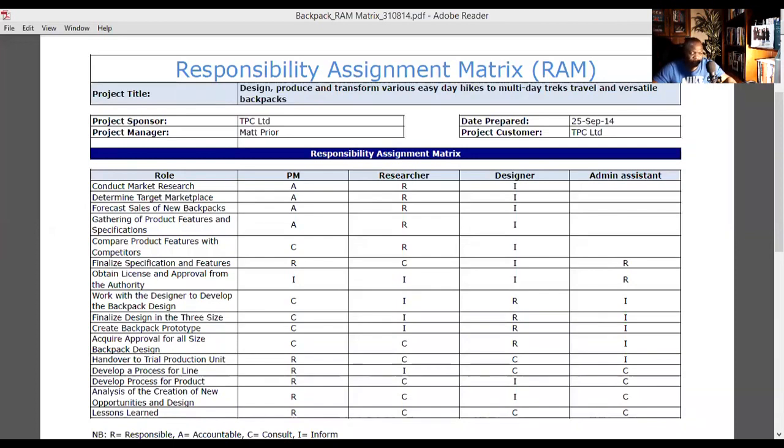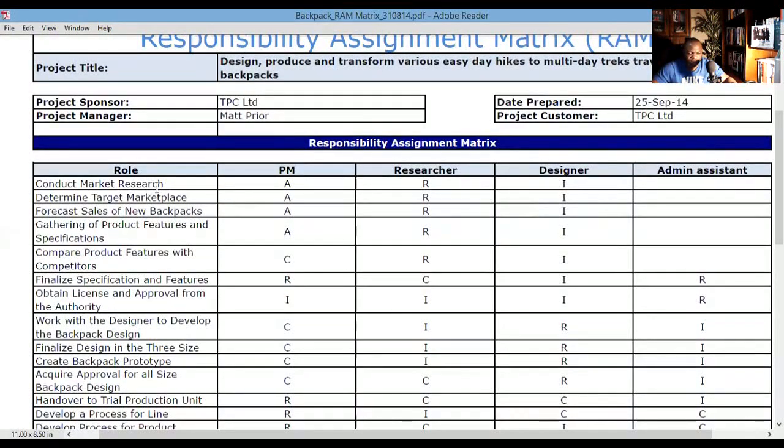Today, we're taking a look at the RAM, Responsibility Assignment Matrix. The RAM is a very helpful document that helps map who is doing what. If you take a look at this, you can see we have conduct market research. We have an A that stands for accountable. In other words, the buck stops here with this person. In other words, this person is ultimately accountable. And the person here we see is the PM.